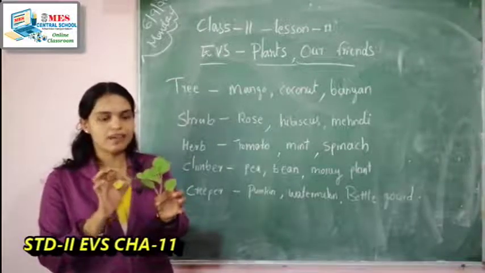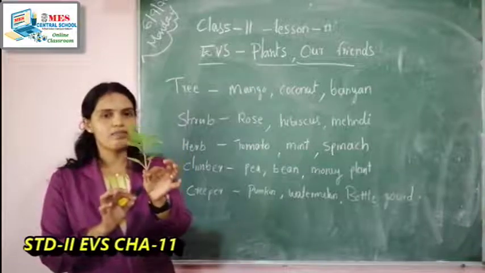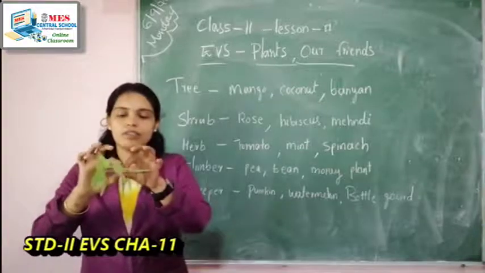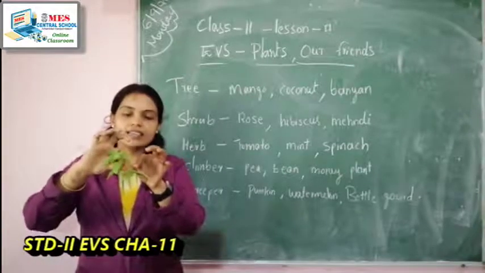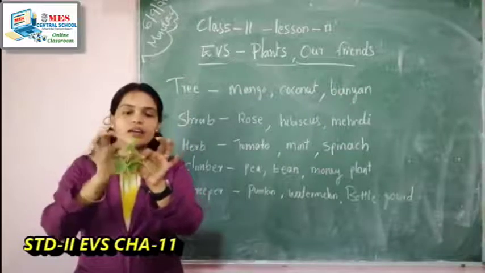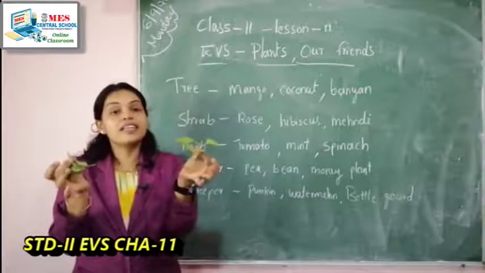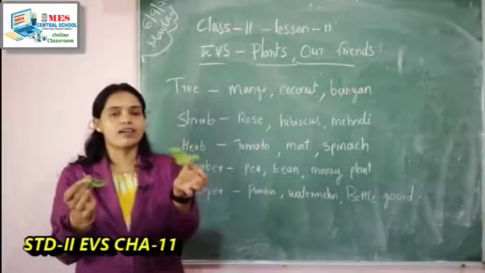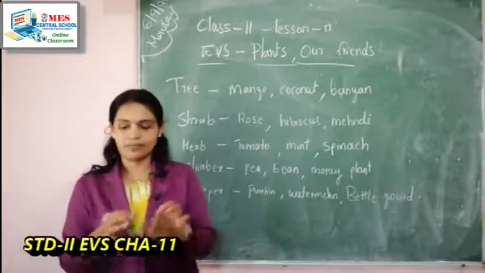It's a medicinal plant. So it's also an example for herb. Look, the stem is very soft, we can cut the stem with our finger. Look, we can cut it very easily because its stem is very soft. So these are the examples for herbs.